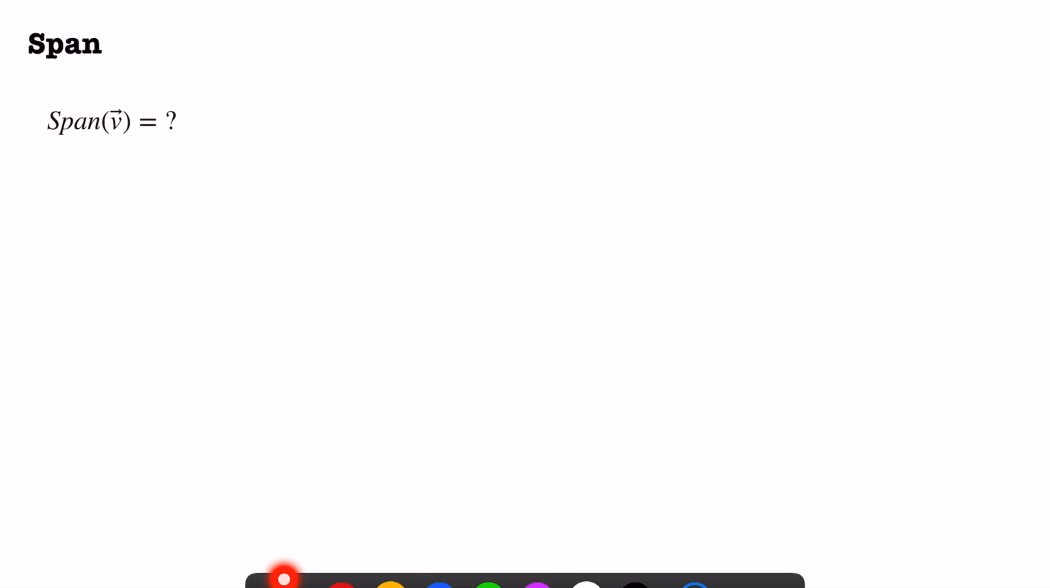Now what is the span of a single vector? Let's take a single vector. We can scale the vector in the positive and the negative direction, but we will be on the same line only, right? So the span of a single vector will be a line, but if this vector is a zero vector, then the span of this zero vector is the zero vector itself.